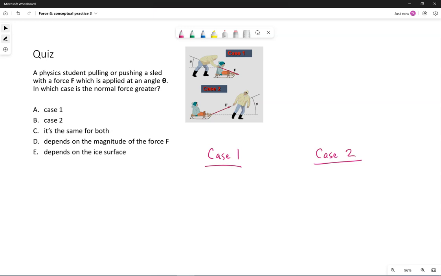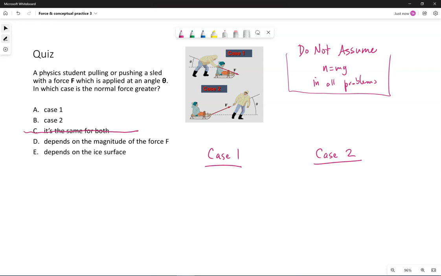Please do not assume N equals mg in all problems. We've seen many problems where that is a true statement, but this is not one of them. So C is definitely not the answer here, and I'm going to reason through that for you. Hopefully we can follow along.